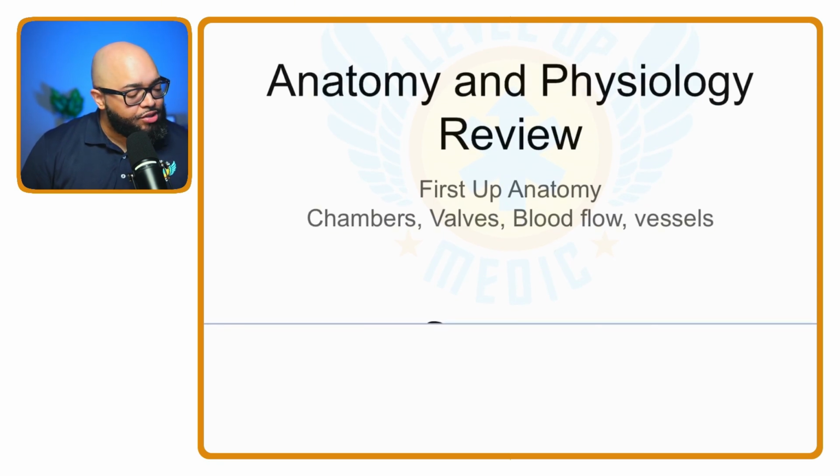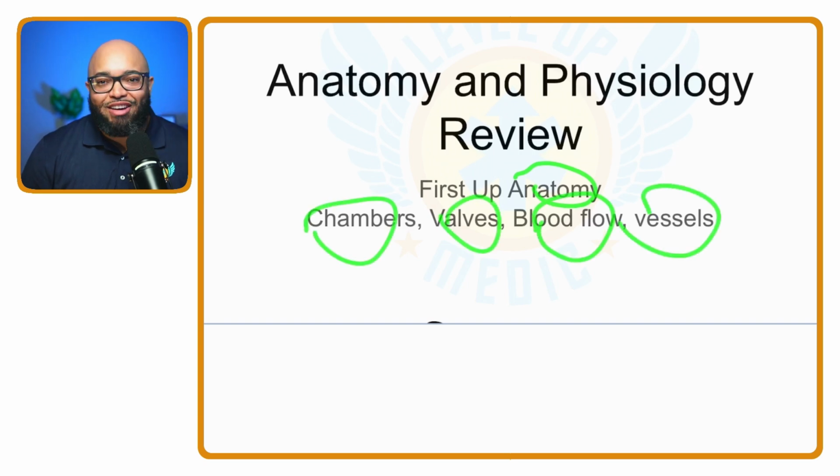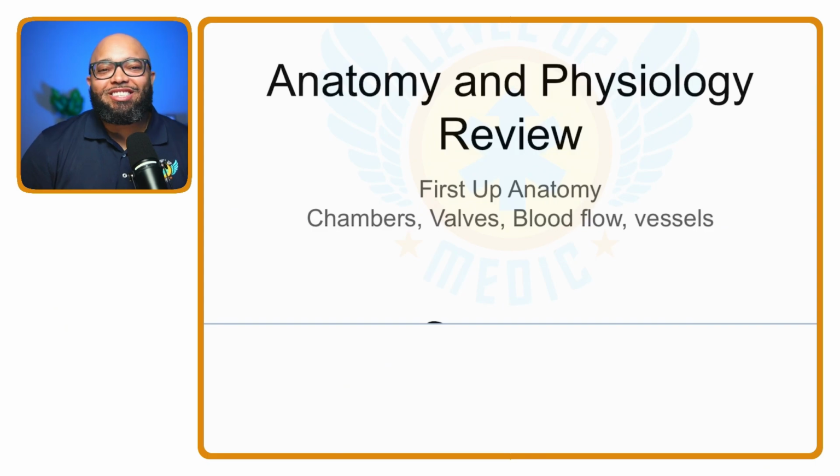So, first up, we've got the anatomy: the chambers, the valves, the blood flow, and the vessels. Right off, let's see what you know. How many chambers are there in the heart, for instance? How many chambers? All right, what do you say? Yes, there are 4 chambers in the heart. We're going to talk about what they are. How many valves are there within the heart itself? Just like there are 4 chambers, there are also 4 valves.